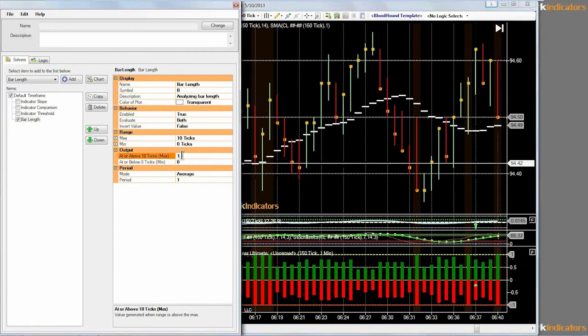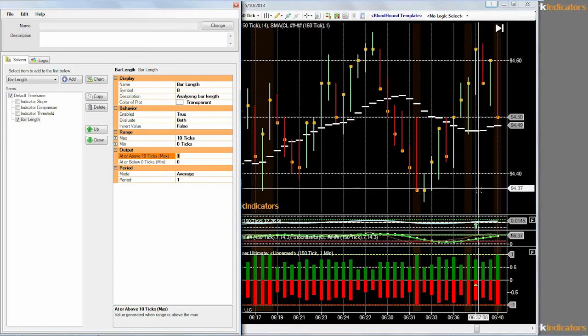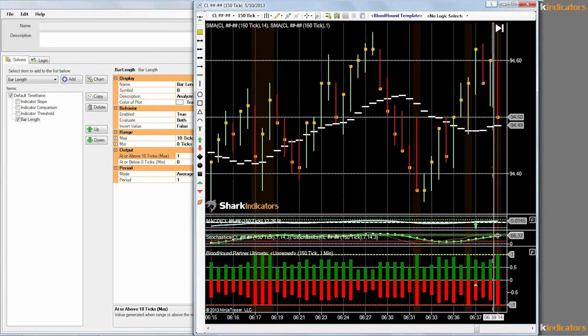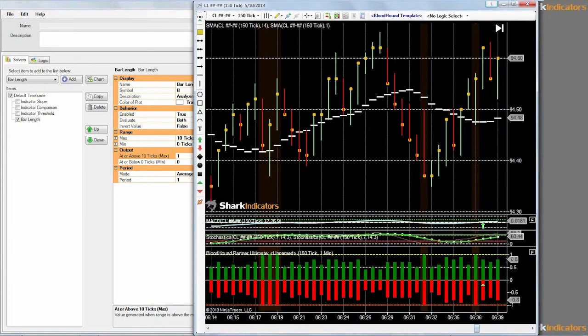All right, so we're getting a value of 1 out, or 100%, when we're at 10 ticks. And so anything less is going to start ranging from 0% up to 100%. So the way I have this set up, if I just look at BloodHound's output, I can see our output of this solver is at 80% or 0.8. So that tells me that the bar length is 8 ticks long. And so if we look at this bar here, we're ranging from 52 cents up to 60 cents. So that's 8 ticks, an 8-tick bar.